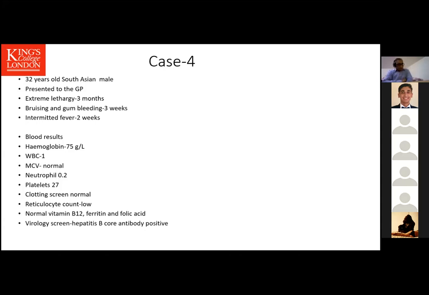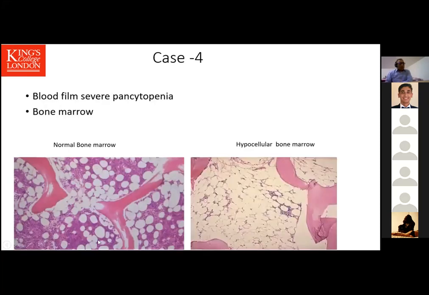Vitamin B12, ferritin, and folic acid, all three are normal. We did the virology and we found this patient has got hepatitis B core antibody positive. And so we have noted down a few things. It's a South Asian male, a young man with severe pancytopenia. Clotting is normal, right? And the blood film shows severe pancytopenia. So there are no leukemic cells. There are no blasts. So it's not leukemia. So we did a bone marrow. So we found that this bone marrow is rather empty. You can see lots and lots of fat spaces, but where are the cells? Nothing. This is a normal bone marrow, so what it should look like.